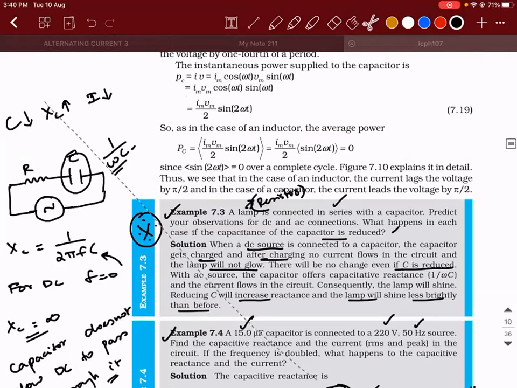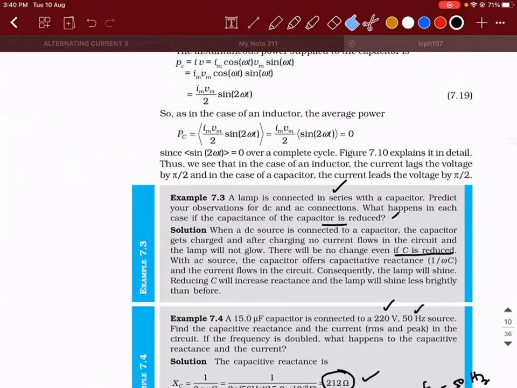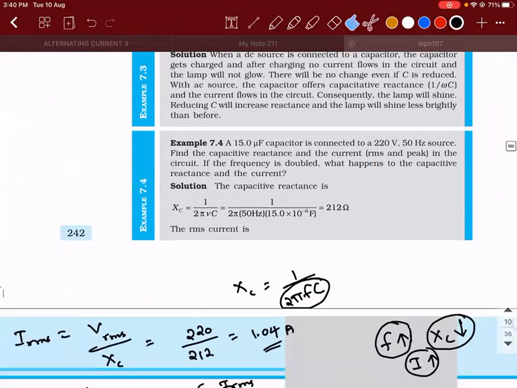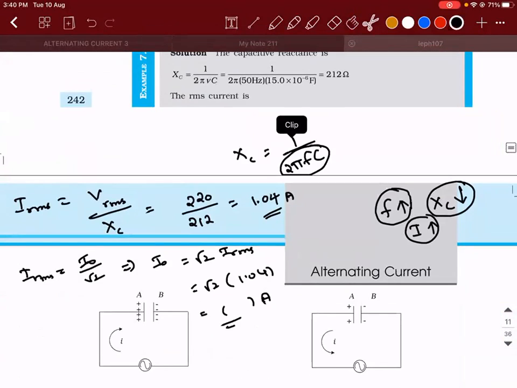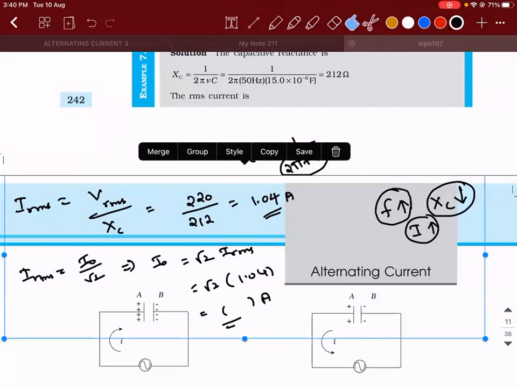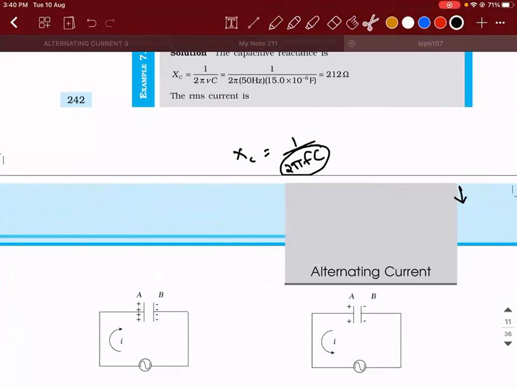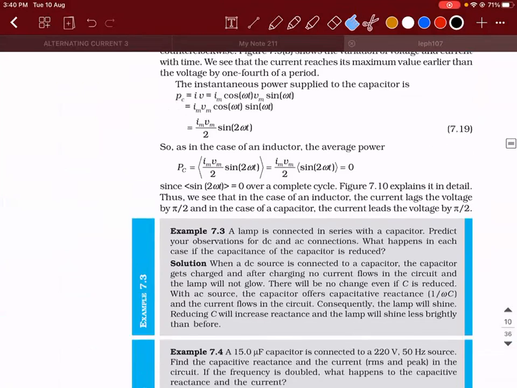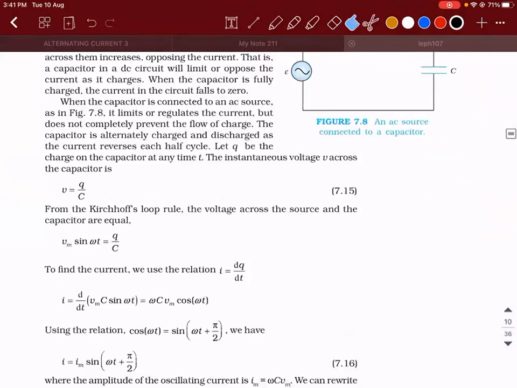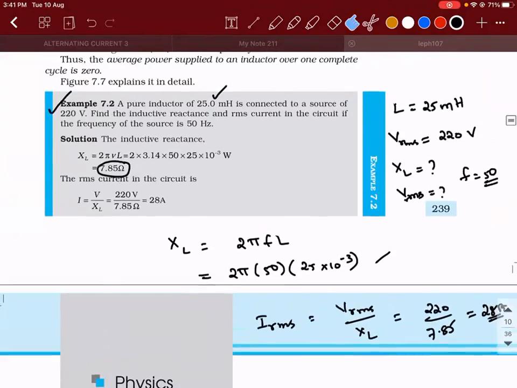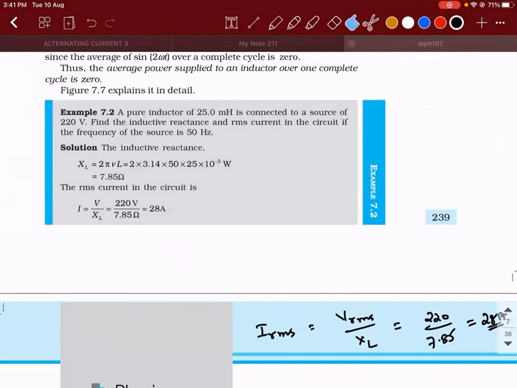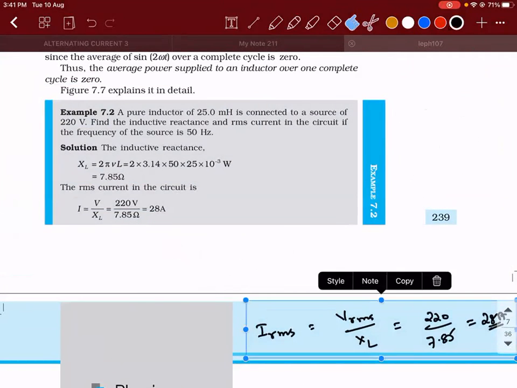I don't know for which batch I solved. Not even one problem we did, guys. Sorry. Okay. So then we have to start from the beginning only, no? Yes.